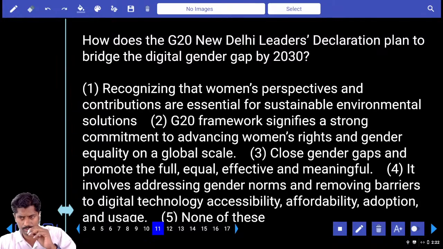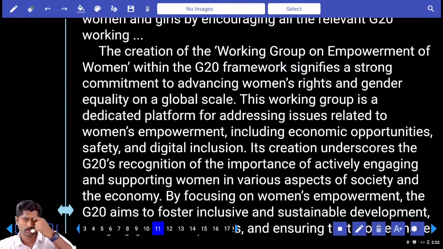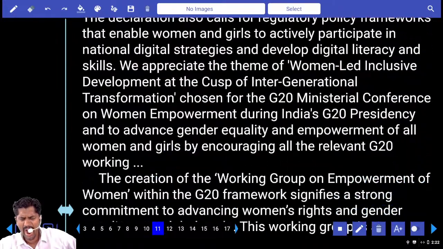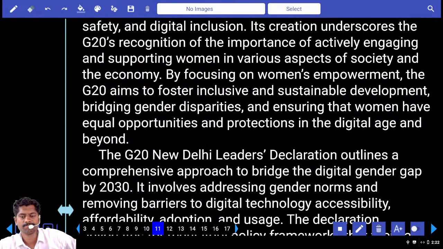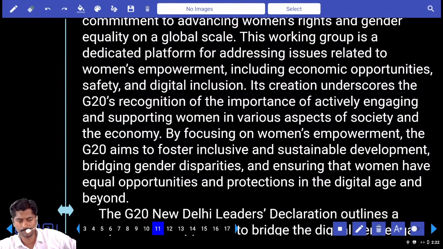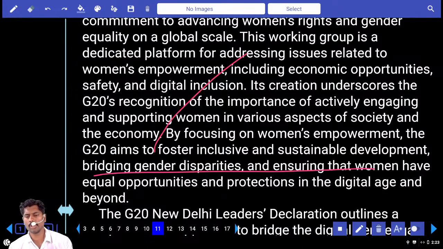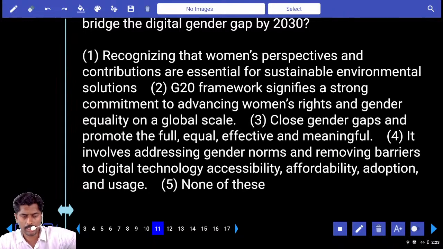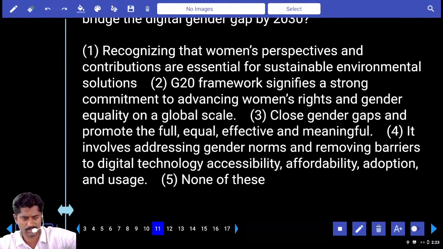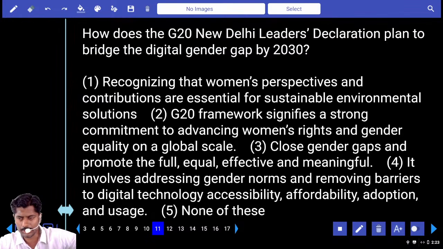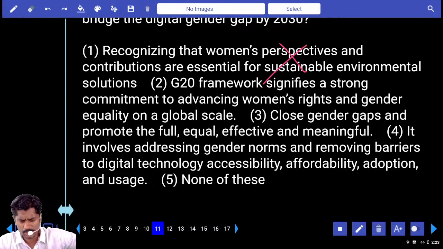How does the G20 New Delhi Leaders Declaration plan to bridge the digital gender gap? How did he say it bridges it? Where is that bridge? Which paragraph is it? Second only? Yeah, I am reading this. By focusing on women's empowerment, the G20 aims to foster inclusive and sustainable development, bridging gender disparities and ensuring that women have equal opportunities and protections in the digital age and beyond, recognizing that women's perspectives and contributions are essential for sustainable environment solutions. Not sure. Gender gap is another question. That one is about the environment. The G20 framework signifies a strong commitment to advancing women's rights and gender equality, maybe.